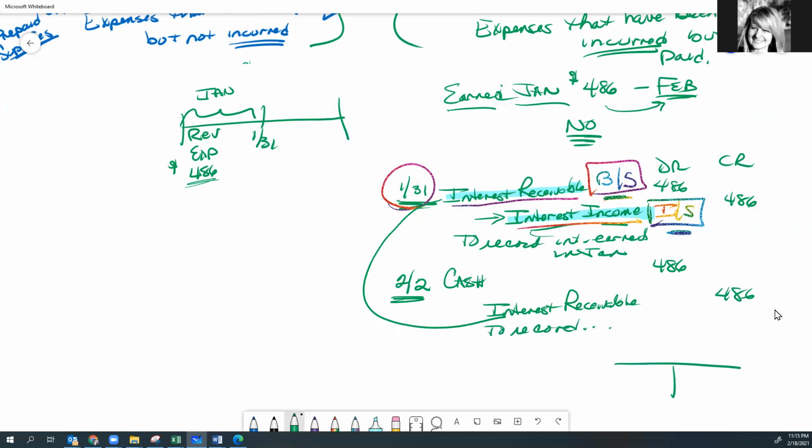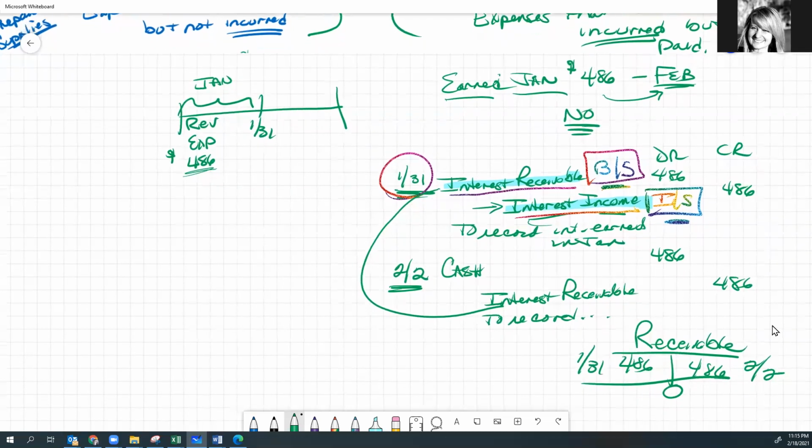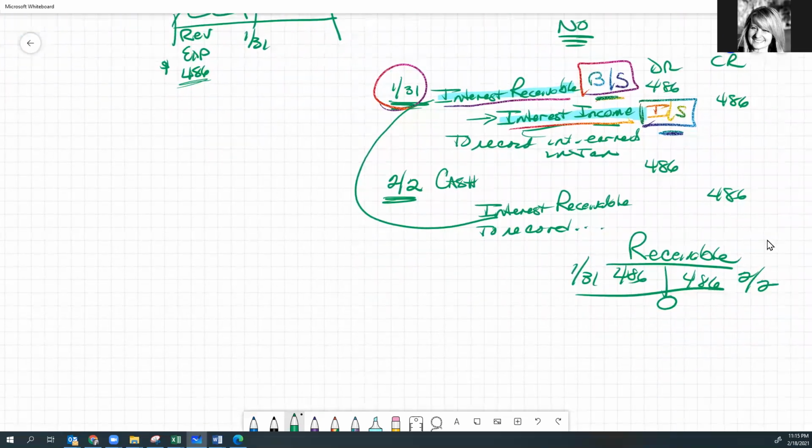And again, I have my receivable account here, interest receivable. I debited it $486 on 1/31 and I made it go up. And then when I collected the cash, I credited it on 2/2 and the balance is now 0. The bank does not owe me any more interest for January. Okay, good. So that's one. Accruals are actually pretty easy to understand, I think.